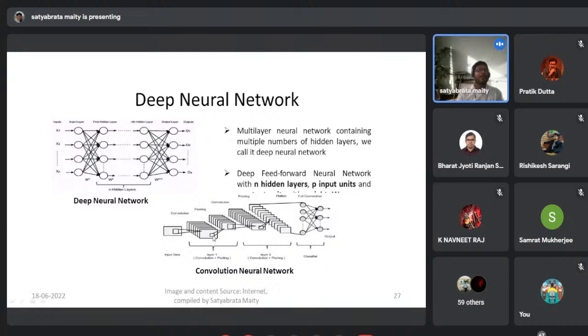Clear? And there are many deep neural networks, right? Like I can show you those used in computer vision, like GoogleNet, ResNet, AlexNet, here Inception Net, here MobileNet.